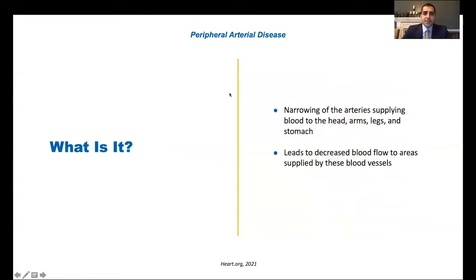In the simplest sense, peripheral arterial disease is the narrowing of the arteries that supply blood all over the body, whether it be to the head, the arms, the legs, or organs such as the stomach. And once you have this narrowing of arteries, at some point, there's decreased blood flow supplied to these areas. And that's going to be important when we talk about signs and symptoms, as decrease in blood flow to the arms will manifest differently for signs and symptoms to the leg, stomach, etc.